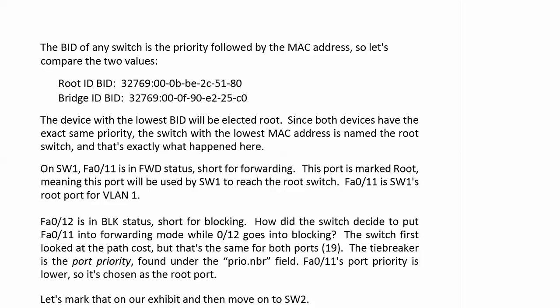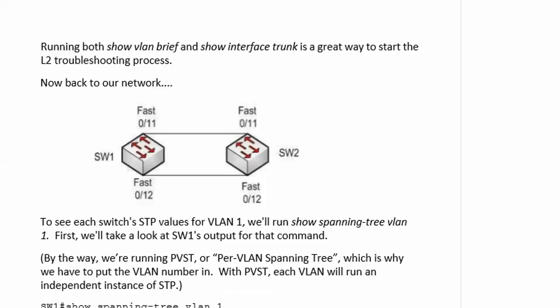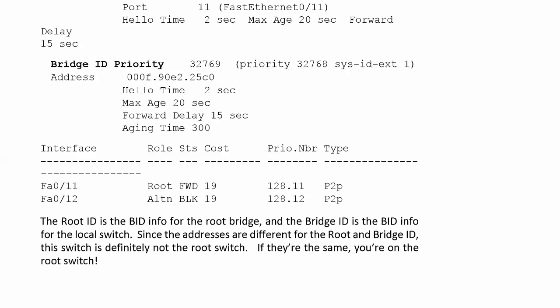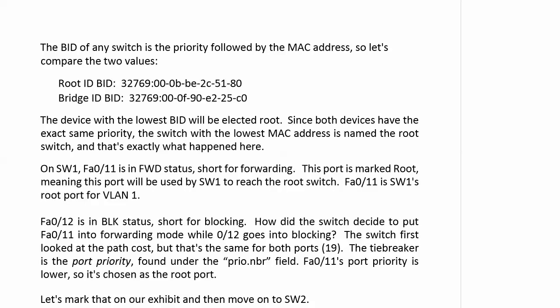Now 1/2 is in blocking status, we saw that, but how did the switch decide that? How did the switch say, okay, 1/1 you're in forwarding mode, 1/2 you're in blocking? Well, the switch first looked at the path cost, but they were equal. They were both 19, which is the default STP cost for a Fast Ethernet port. The tiebreaker there is the port priority. It's found under the Prio.Nbr field, and we can go back and take a look at that. It's the very next value, Prio.Nbr, and it's 128.11, 128.12, and that's why port 11 was chosen as the root port.